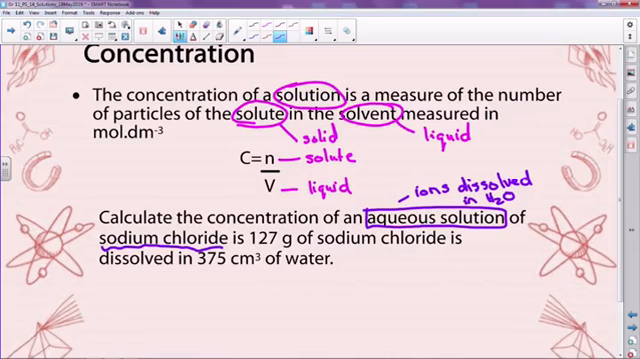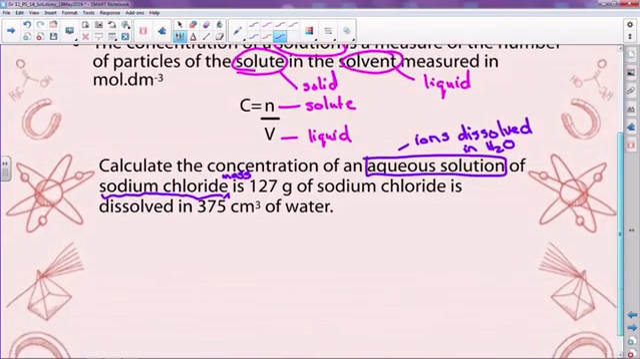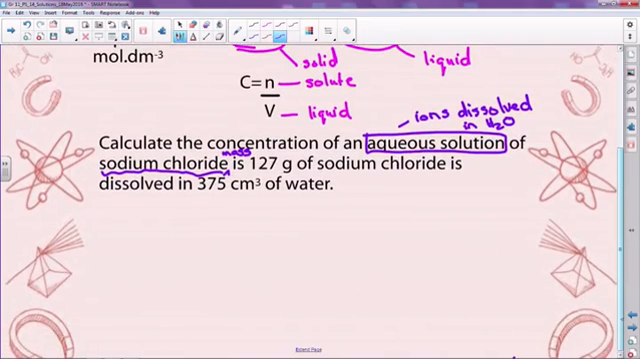The mass, I didn't add the word in here, so let's put the word in. Mass is 127 grams of sodium chloride, and that's dissolved in 375 cubic centimeters of water. Right, so now there's a few things we need to talk about here. Let's just make a note of the information we've got. So mass is 127 grams, right? The substance is sodium chloride.